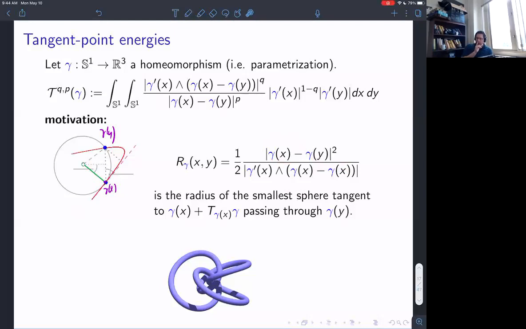Now, what does this measure? Again, if these two points, gamma of x and gamma of y, become very close to one another, the circle becomes very large.